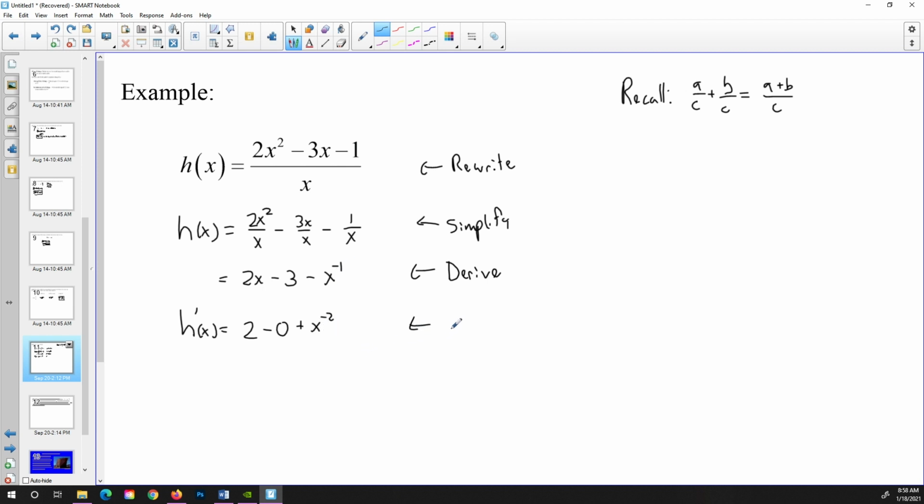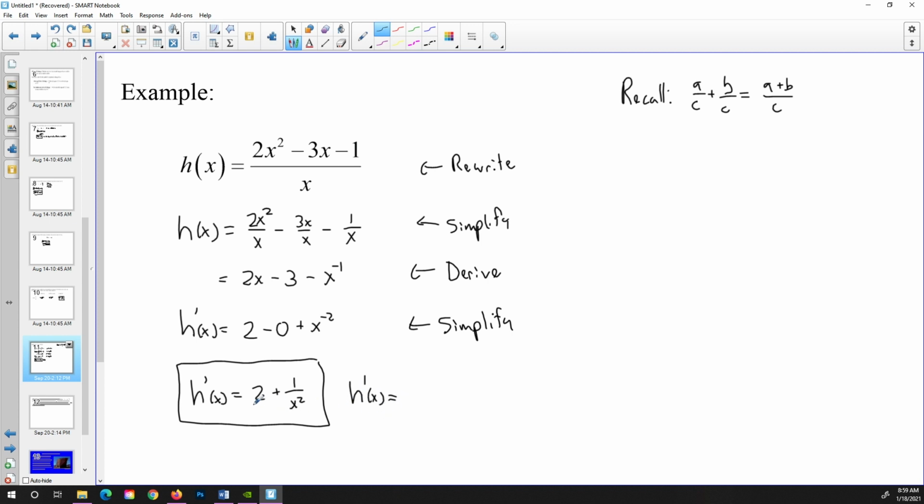And now I'm going to simplify. And we will rewrite this as 2 plus 1 over x squared. Now this is a perfectly acceptable answer as is, but you could also rewrite this as a single fraction if you so desired, and rewrite that as h prime of x. I would use a funky 1 to get a common denominator and rewrite this as 2x squared plus 1 all over x squared. That is also perfectly acceptable.